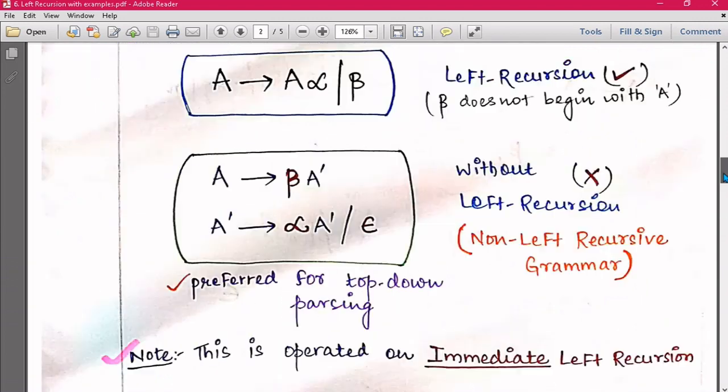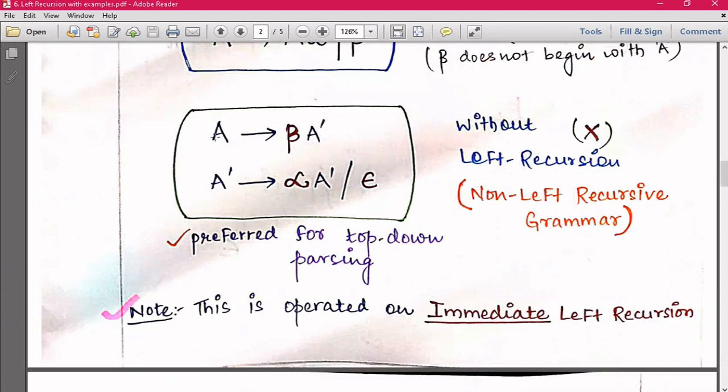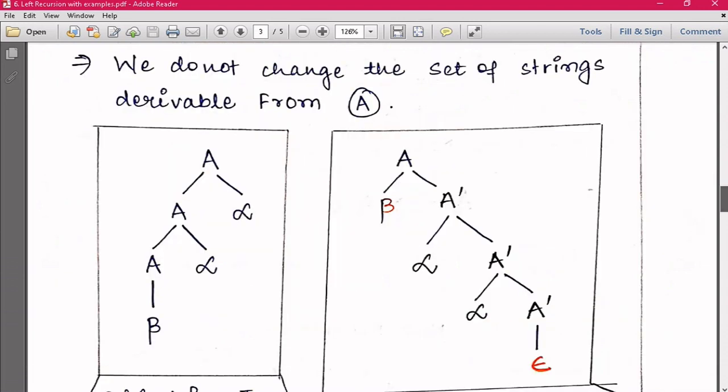Also, if you see the other production, A is producing beta A dash. You can see A is producing beta A dash. Now what will A dash produce?